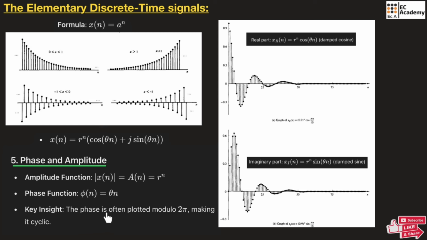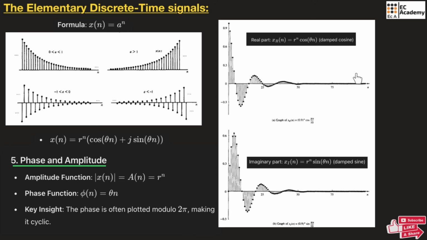Here you need to remember that the phase is often plotted modulo 2 pi, that makes the signal cyclic. Which means after every range of 2 pi, the signal will be repeating. The modulo 2 pi is the remainder value when we divide the phase by 2 pi. So we are dividing the phase by 2 pi to make the signal within the range of 0 to 2 pi, which makes the signal repeat itself after every 2 pi cycle. So just remember, modulo 2 pi makes the signal cyclic, which means the signal will be repeating after every period of 2 pi.